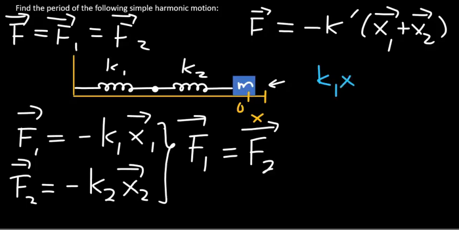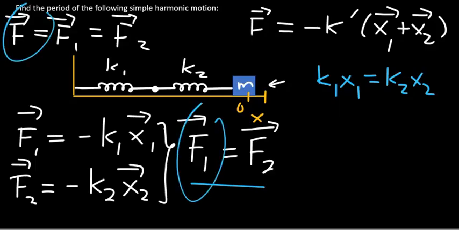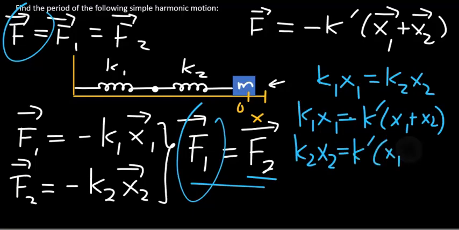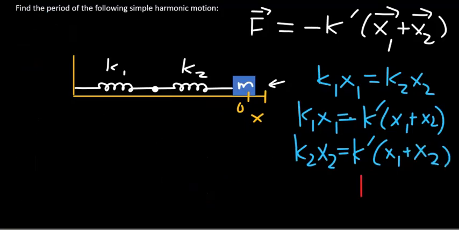The magnitude, or the scalar form of the equations: K1 x1 equals K2 x2. That is from here. We also know F1 equals F, so K1 x1 equals F, which is K prime times (x1 plus x2). And we also know F2 equals F, so K2 x2 equals K prime times (x1 plus x2). We can use these three equations to determine the effective spring constant K prime in terms of K1 and K2.